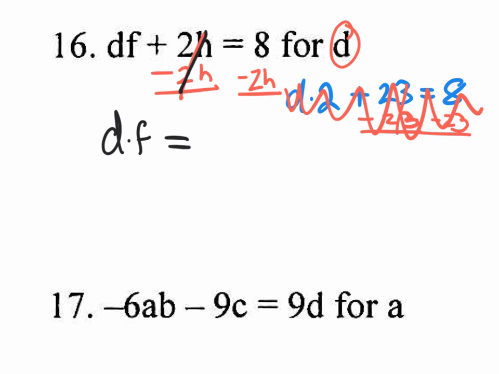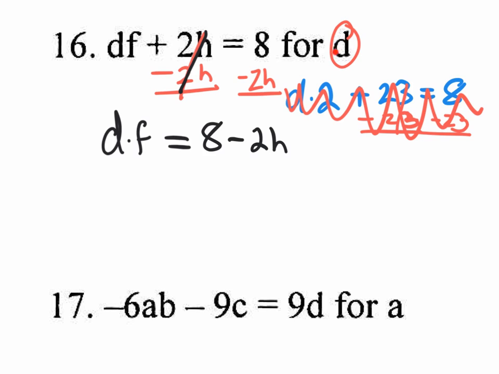We have an equal sign. Now, 8 take away 2H. You cannot do that, so you're just going to rewrite it. So let's go 8 take away 2H. You're just rewriting it.